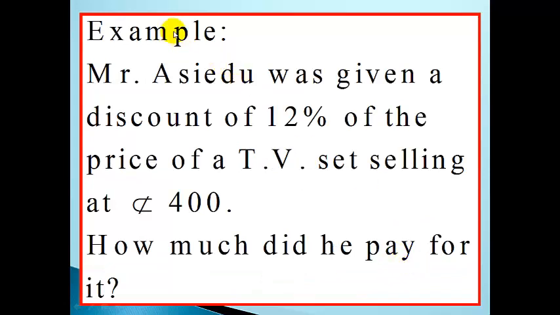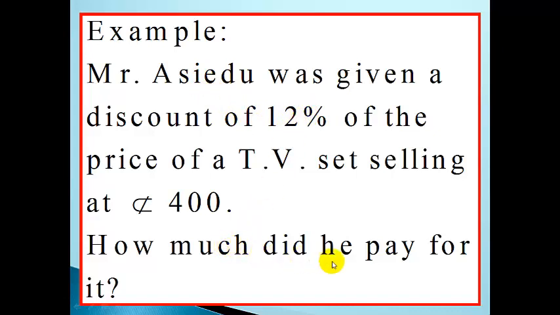Now, example. Mr. Asiedu was given a discount of 12% of the price of a TV set, selling at 400 cedis. How much did he pay for it? Now, let's look at this question. The price of the TV set is 400 cedis, but Mr. Asiedu has been given a discount of 12%. So how much did he pay for it?